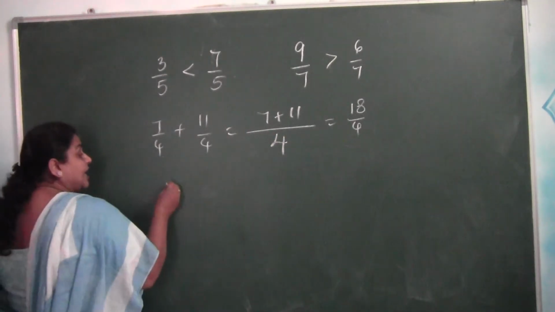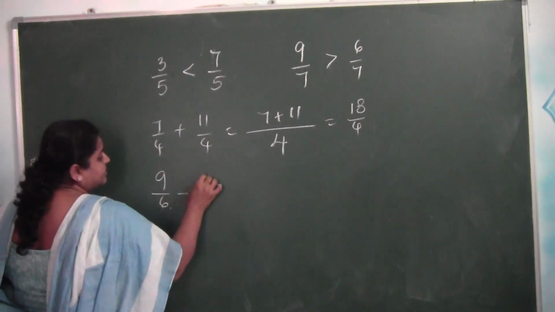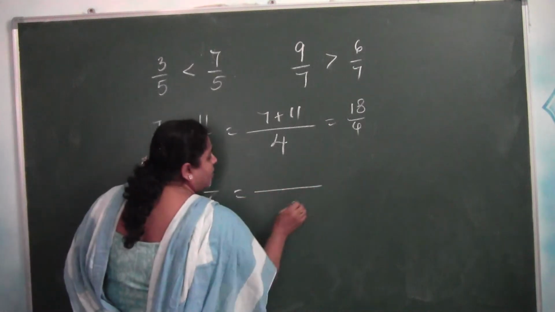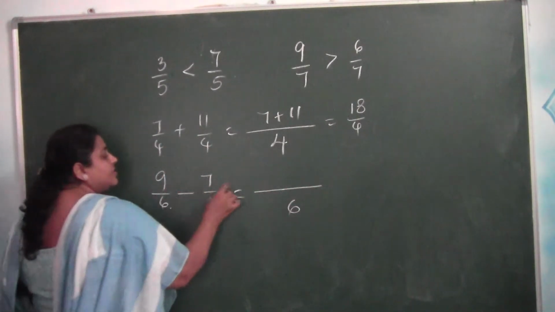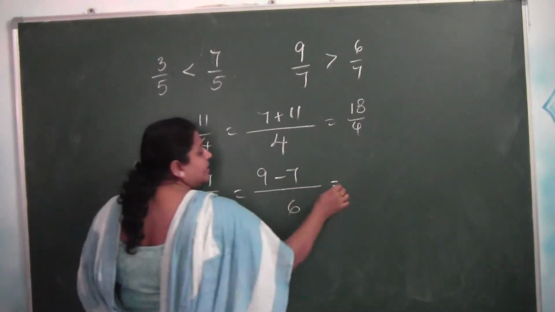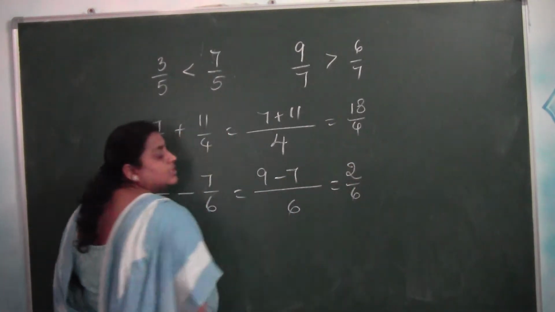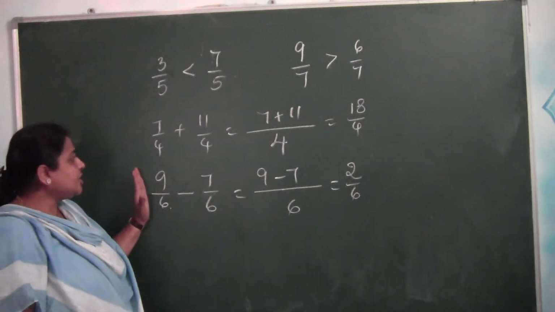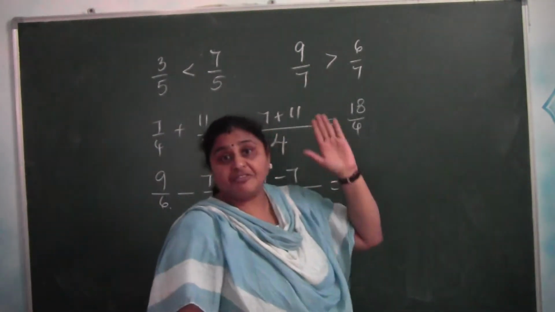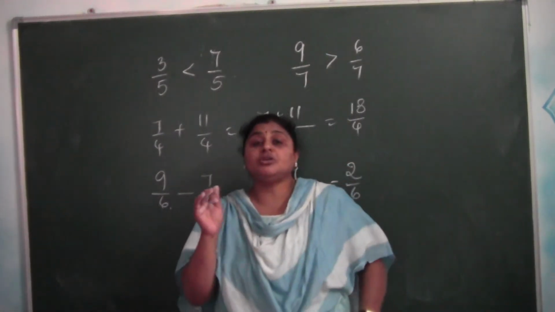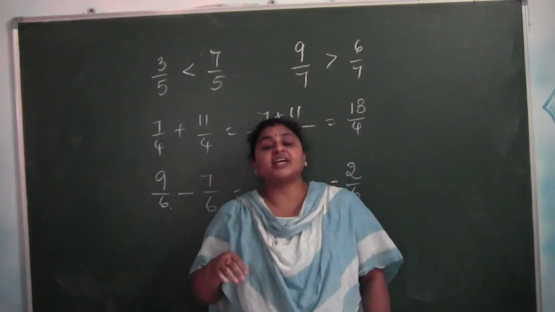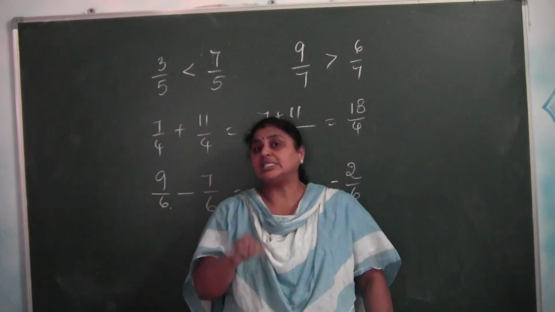Similarly, for subtraction, 9 by 6 minus 7 by 6. We write the same common denominator and subtract the numerators. 9 minus 7 is 2 by 6. That is simple in addition and subtraction. Okay, so this is comparing like fractions, I mean to say comparison of fractions when denominators are the same and comparison of fractions when numerators are the same.